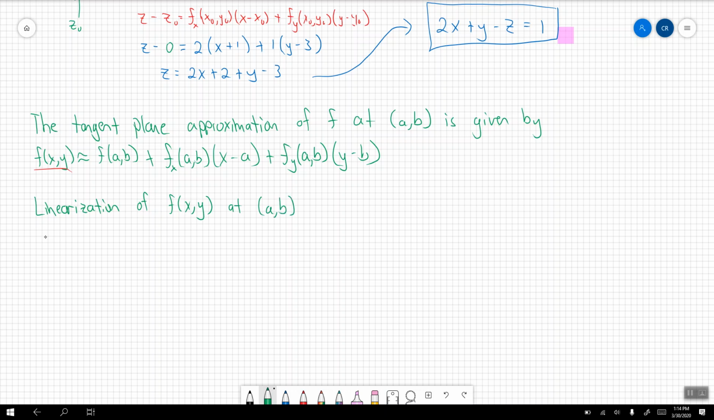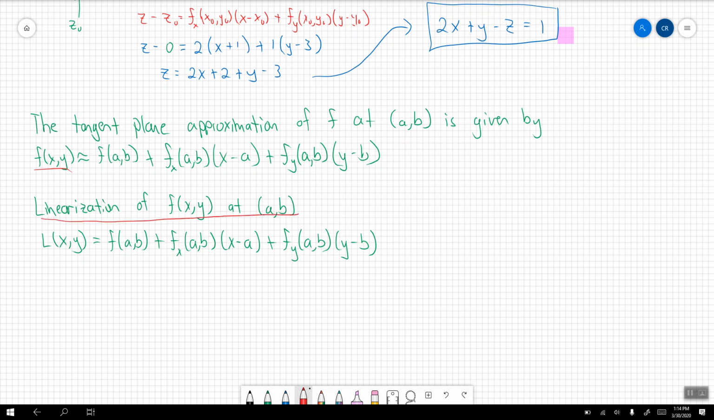The linearization is given by this exact value of the tangent plane. So knowing that the tangent plane approximates the function, we use that approximation to call it a linearization. So we want to work with the linearization for this particular section.